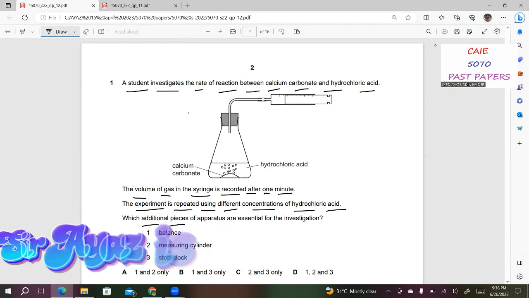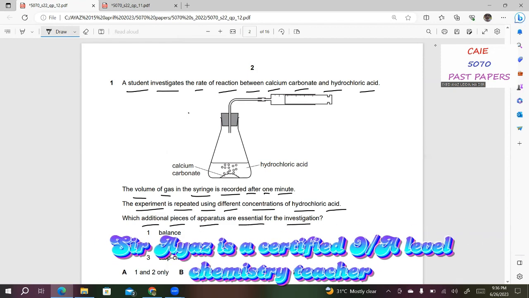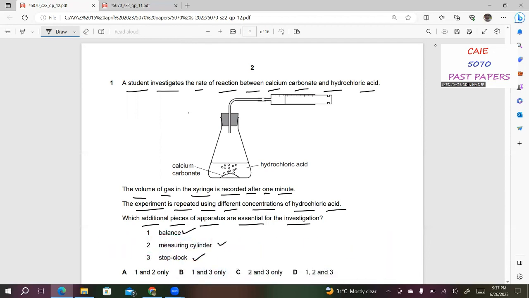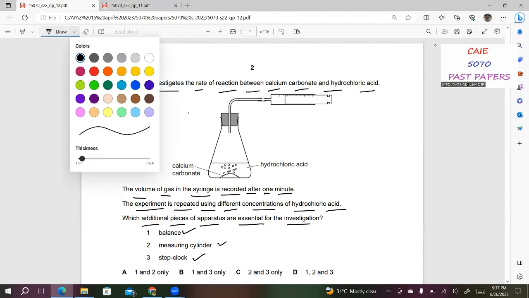Which additional pieces of apparatus are essential for the investigation? Number one, balance, yes, we need balance because there will be a change in mass as gas is produced. Number two, measuring cylinder, yes, we need measuring cylinder in order to transfer the acid. Three, stop clock. In order to find the rate, we need stop clock to note down or measure the change in mass or volume after certain time. So all these three choices are correct. So D will be the right answer for this question.